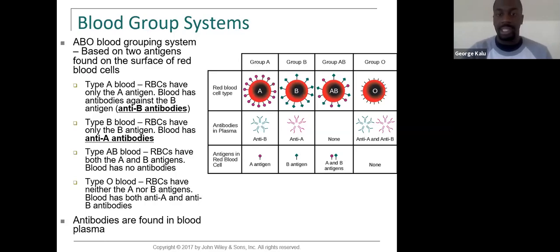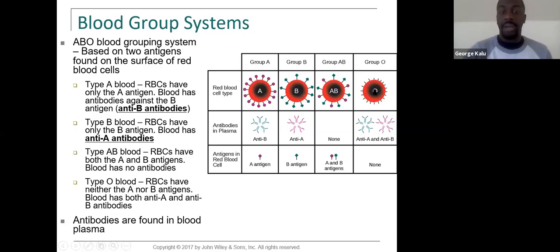On the surface of a blood cell that is type A, they're going to have the A antigen. So that's going to determine that it's type A blood. If it has the B antigen on the surface of the red blood cell, it's going to be considered type B blood. If it has both the A and the B antigen, it will be considered type AB blood. And if it has no antigens on its surface, it's going to be considered type O.